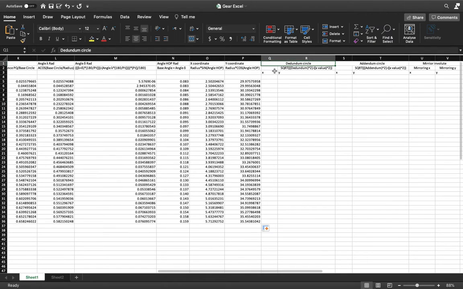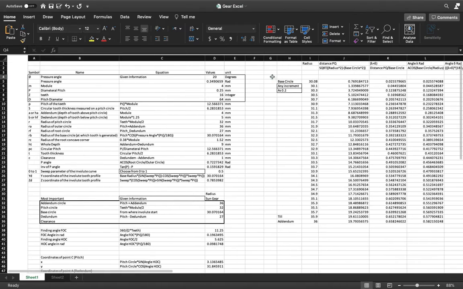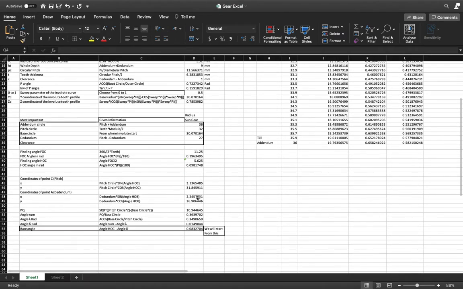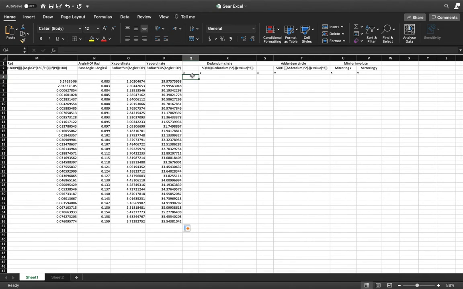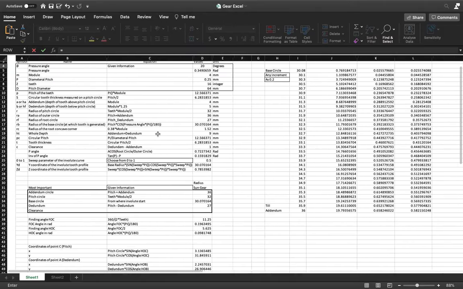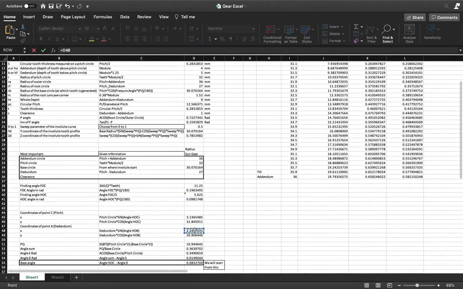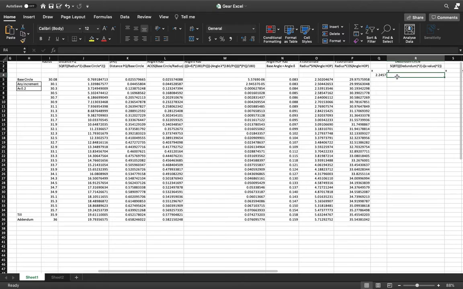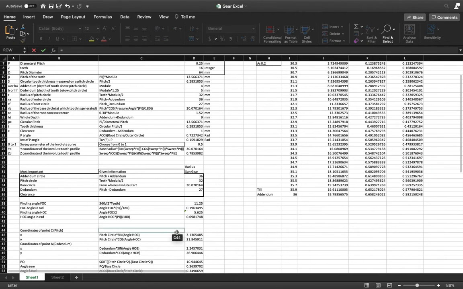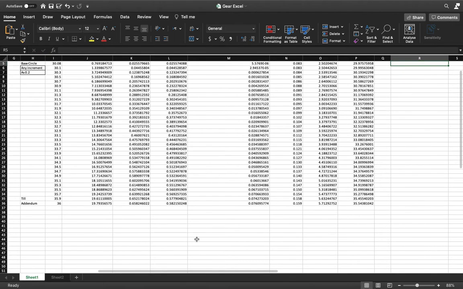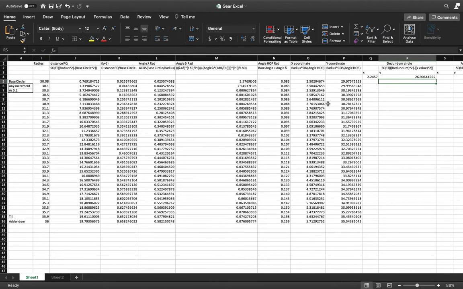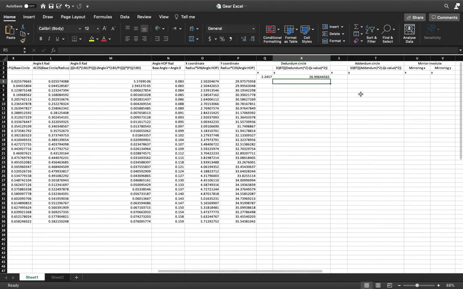Now the dedendum. From where does the dedendum start? We know from the dedendum radius, as we calculated here, the point A and point B: x coordinates of point A and x coordinates of point B. This is this. Hope I put it correctly. Yeah. Hope I did it correctly.